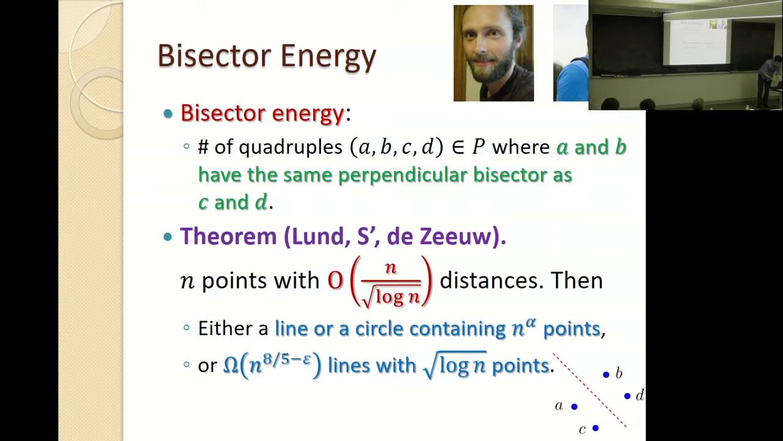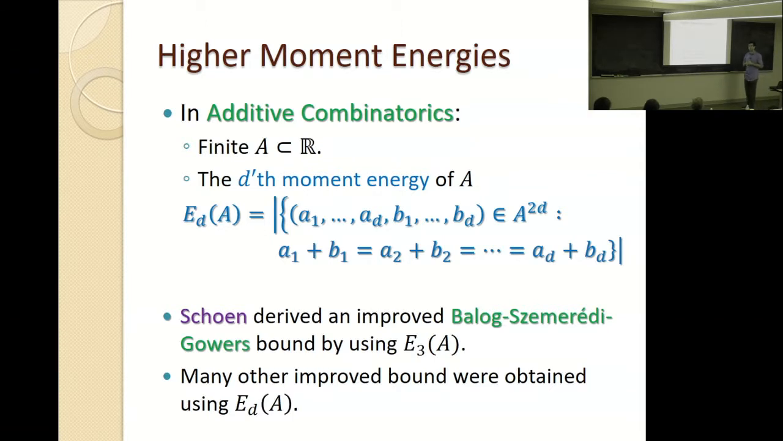And I want to show you a different example. Misha gave an excellent background for this, because what I wanted to talk about today is the idea of higher moment energies. In additive combinatorics, one of the tools used in recent years is the dth moment energy. Instead of quadruples, you're looking at 2d-tuples. Misha was talking about the third moment energy. Instead of asking for two representations of the same sum, you're asking for d representations of the same sum: a1 plus b1 is the same as a2 plus b2, a3 plus b3, etc.